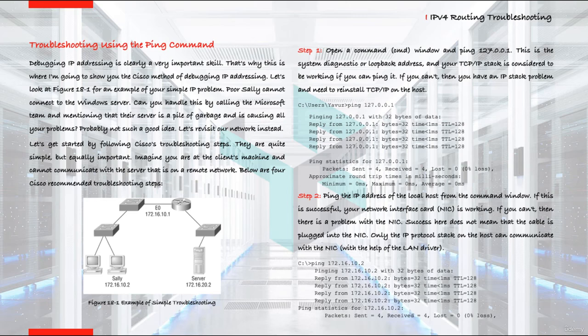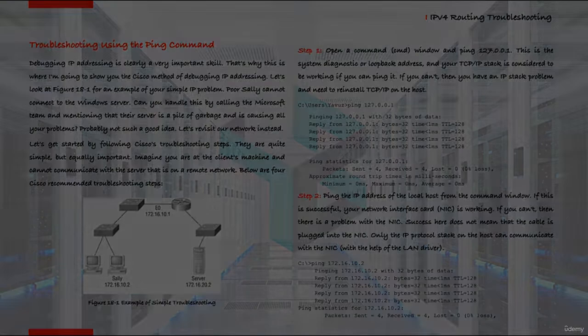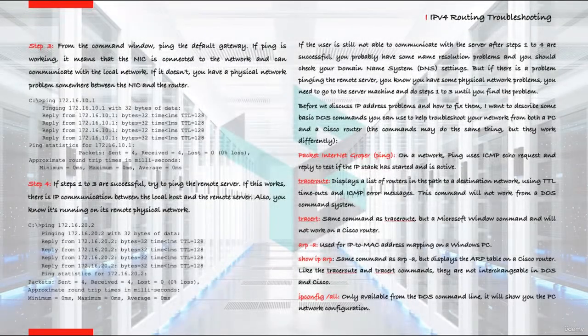Our next step is to ping the PC's own IP address. If the PC can ping its own IP address, there is no problem with the network interface card and TCP/IP protocol. The third step is to ping our gateway, and if we have access to it, we finally ping the server. Ping stands for Packet Internet Groper. Ping uses ICMP echo request and reply messages to test whether the TCP/IP stack has started on a network. Traceroute, on the other hand, displays the list of routers in the path to a destination network using TTL timeouts and ICMP error messages.